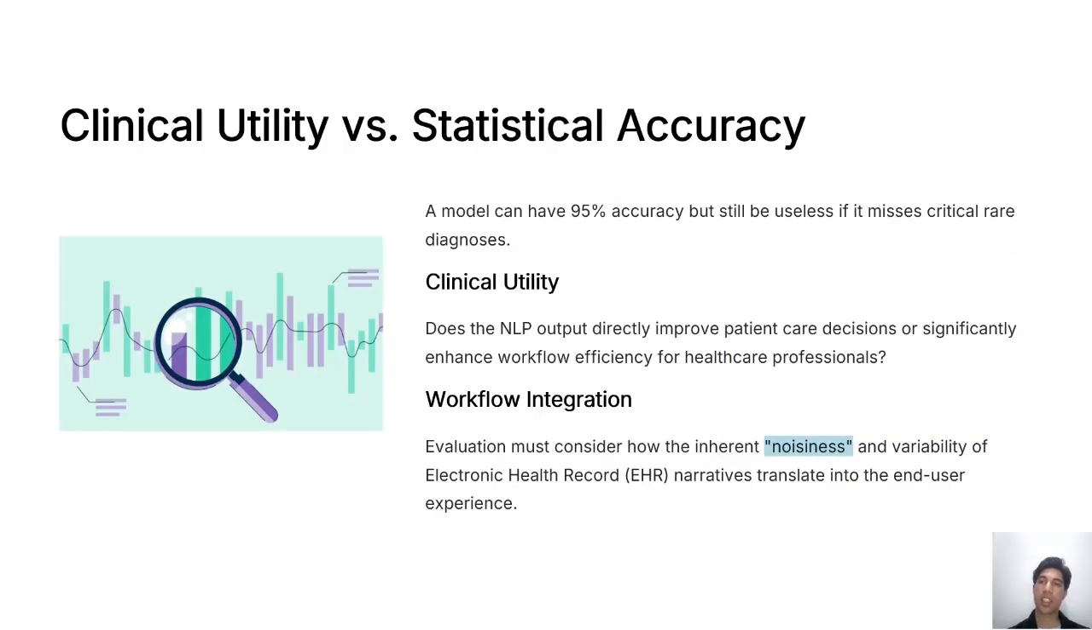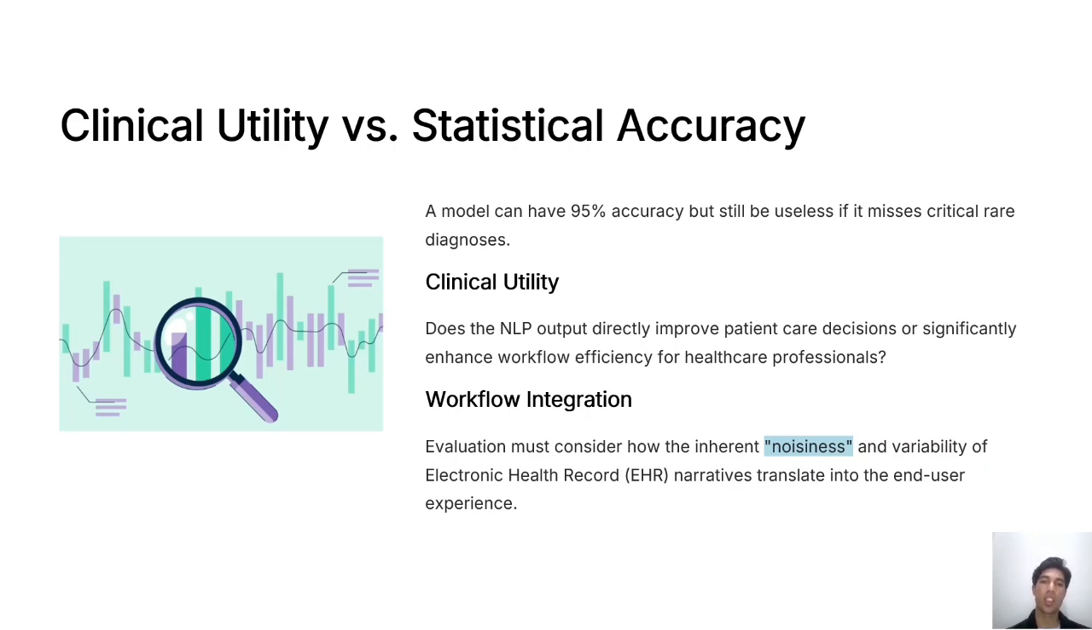Next, there is clinical utility versus statistical accuracy. Now in normal machine learning, we use evaluation metrics for our trained models like accuracy or other evaluation metrics. But these simple evaluation metrics may not be as effective in medical data science as they are in simple machine learning models. For example, a model can have 95% accuracy, but it will still be useless if it misses critical rare diagnoses. So, what we need is not statistical accuracy.